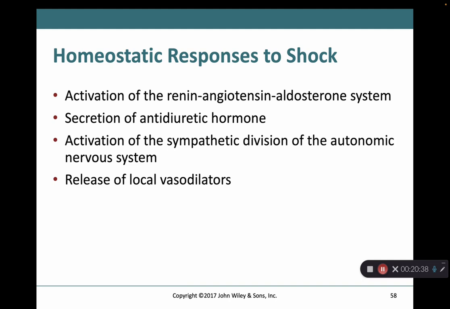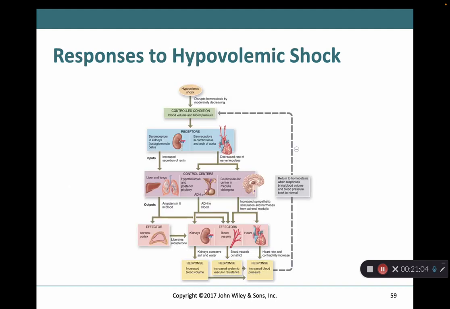So when we're in shock, the RAA system is going to be activated. ADH is going to be secreted. The sympathetic division of the ANS is going to be activated, so our fight or flight response, which tries to increase our heart rate to get our oxygen to our tissues. That's going to be important. And then local vasodilators are going to be sent out as well. Okay, so here's all that happens when we have hypovolemic shock.